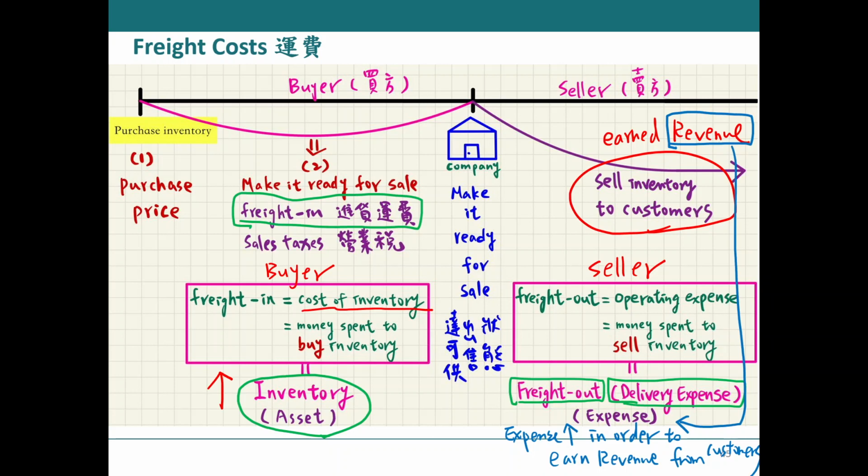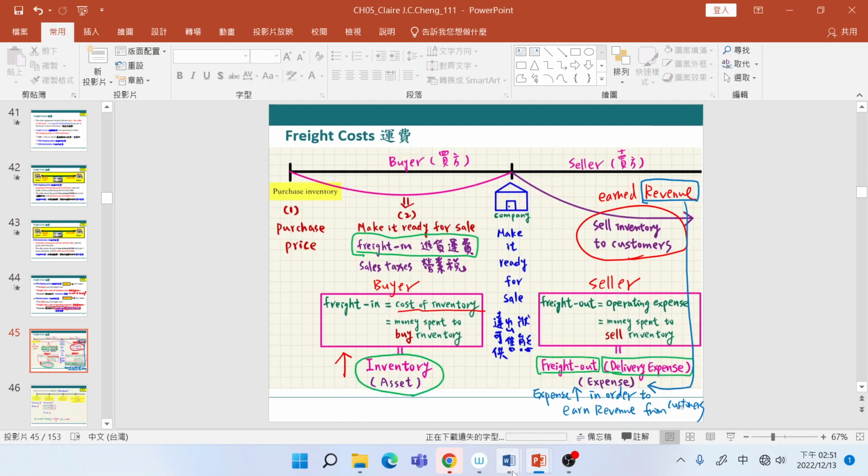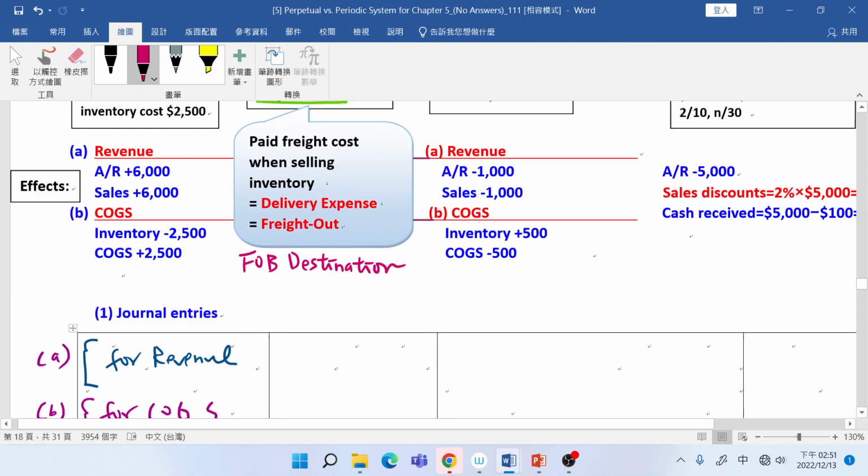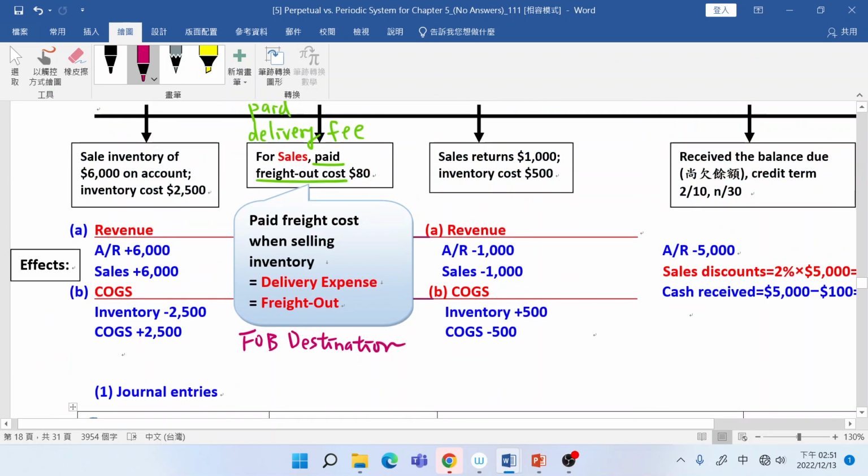Okay, so that's why when we pay the freight cost, you should be careful whether you are the buyer or the seller. We record it in different ways. Okay? If you don't have any questions, then please go to your notes on page 18. Yeah, page 18 right now.